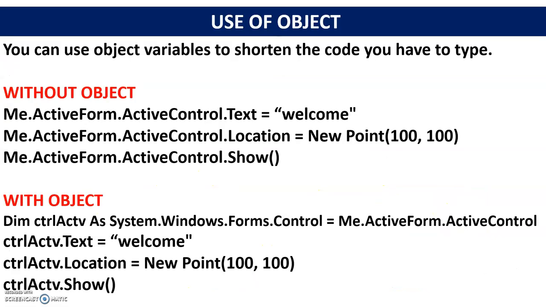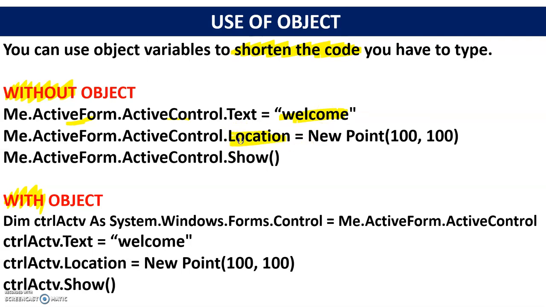And finally we have the use of object, how you can use the object. One of the most useful things about the object is that it shortens the code. It will reduce the length of the code. For example, here you can see we have taken one example, without object and with object. So what is the difference? See, here I have taken Me.ActiveForm.ActiveControl.Text. So all the active controls on my active form, I want the text Welcome, right?